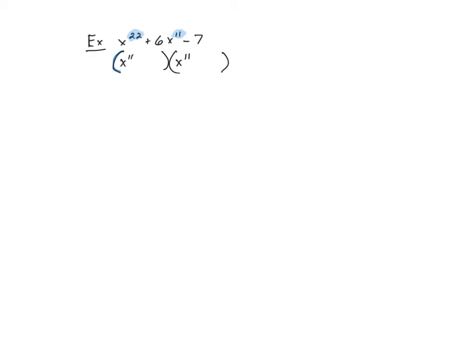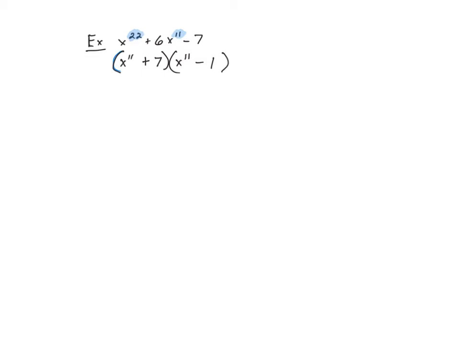I look at my 7. 7 is 7 times 1, so I'm popping those in. I know one sign is plus and one is minus because I have a negative 7. So I'm going to put a plus on the 7 and a minus on the 1 so that I'll get that 6x to the 11th in the middle.